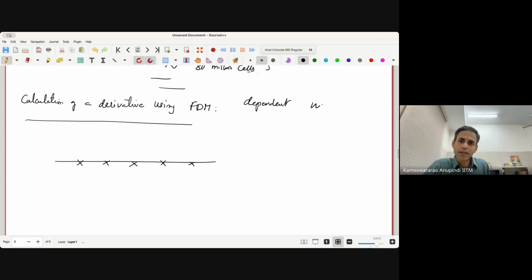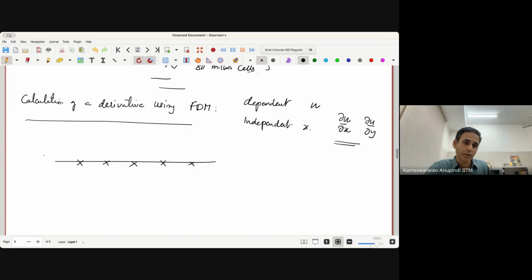The dependent variable, let us say it is u or f, and the independent variables are something like x or y. That means we typically have to calculate the change of u with respect to x or the change of u with respect to y. These are there in the governing partial differential equations. As a result, we have to write an approximation for these ∂u/∂x and ∂u/∂y.